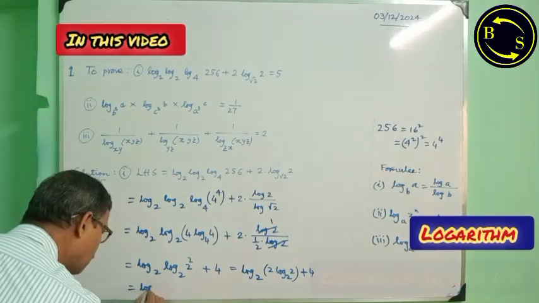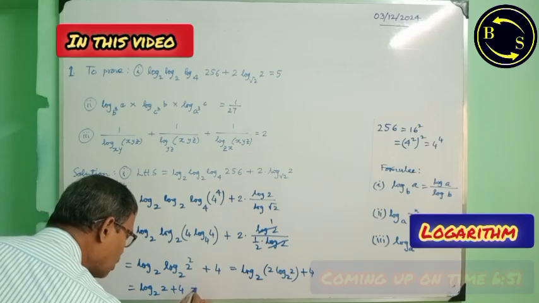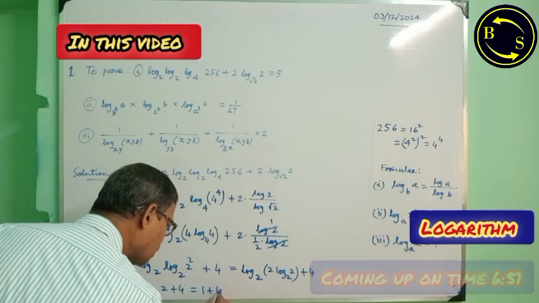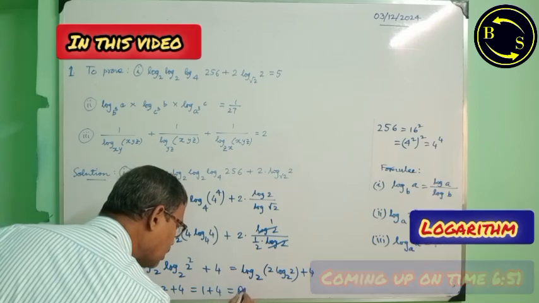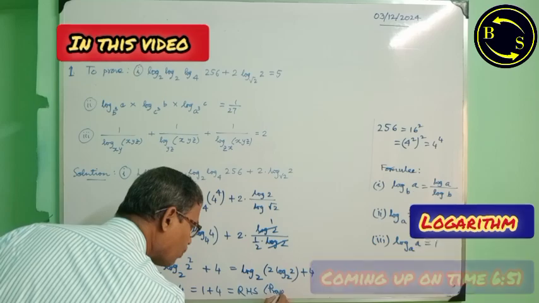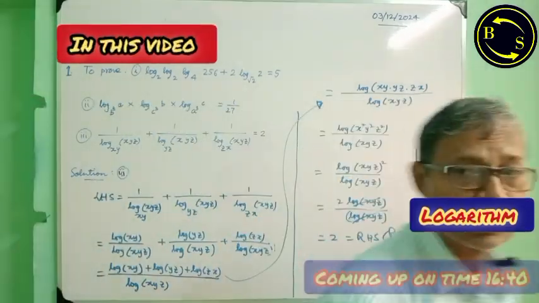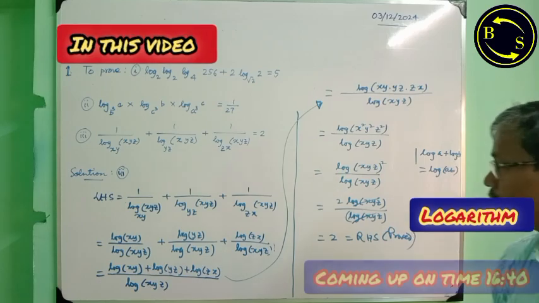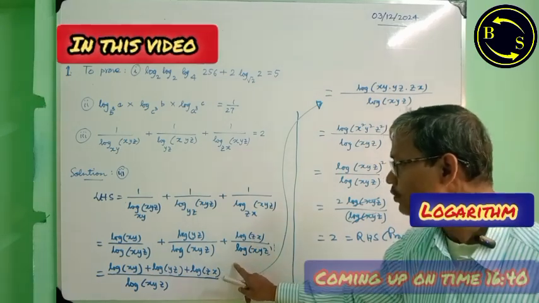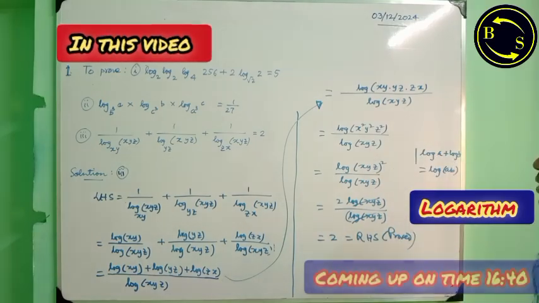Log of 2 to the base 2 plus 4 log of 2 to the base 2, that is 1 plus 4, that is the RHS part, proved. I think students have understood. In the first step, I have used the base changing formula, then these steps.